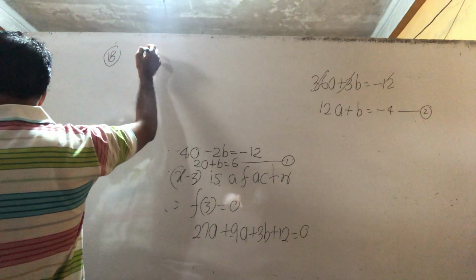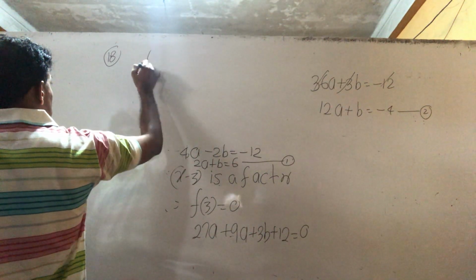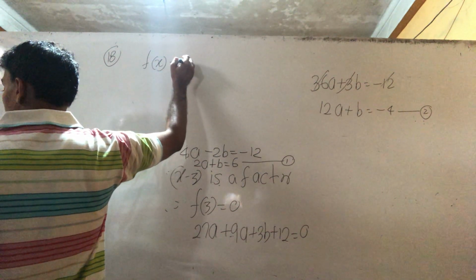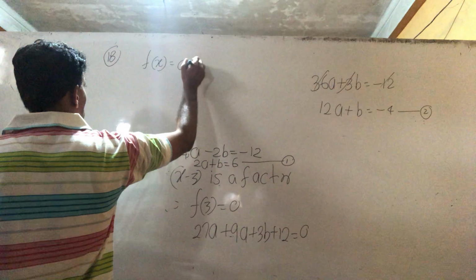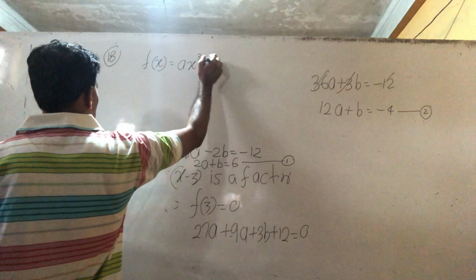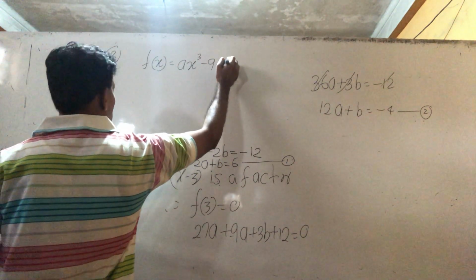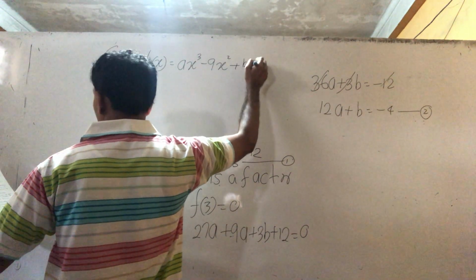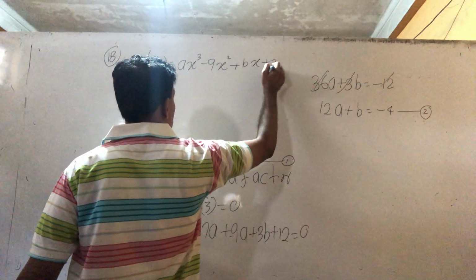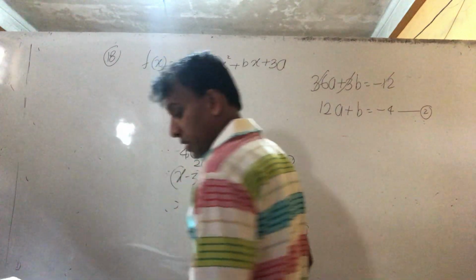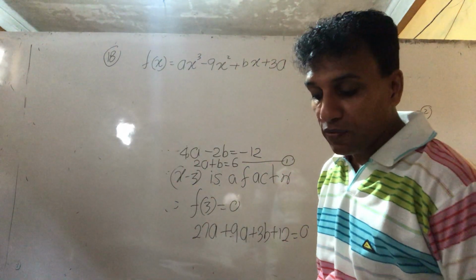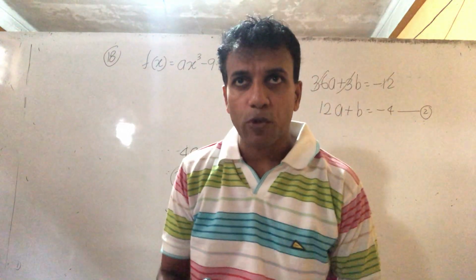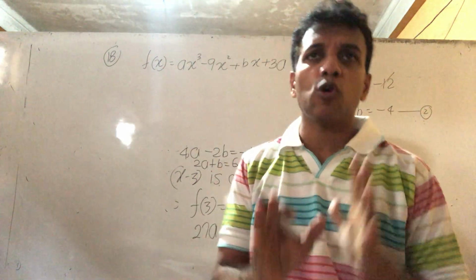So we take question number 18. I say f(x) equal ax cube minus 9x square plus bx plus 3a. Okay, this is exactly divisible by that. So you can use the factor theorem, or I use the remainder theorem idea also.